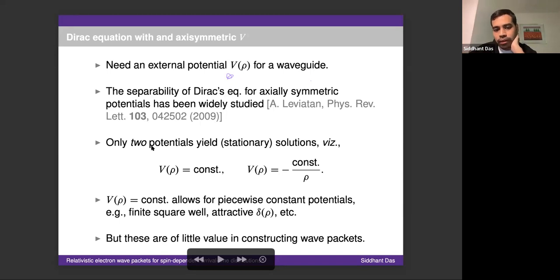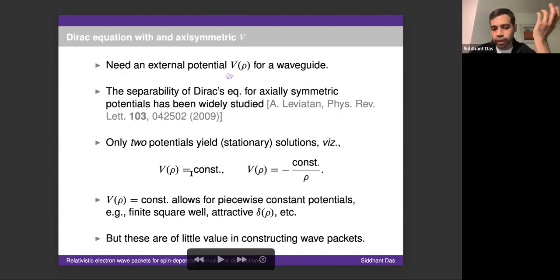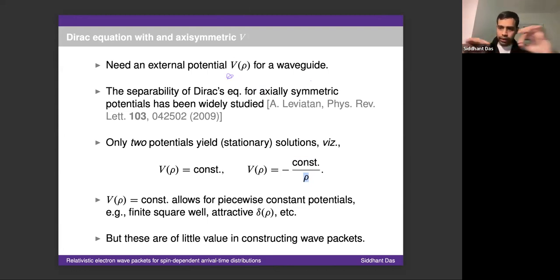In short, it turns out that there are only two electrostatic potentials for which the Dirac equation is solvable. By Dirac equation, I mean stationary solutions, right? I don't mean wave packets. Even solutions of this kind can only be found for two potentials. One is a constant potential, which is as good as a free particle, and another non-trivial potential, which looks like the Coulomb potential, but this rho is the cylindrical radial coordinate. So it's like an attractive potential, which is singular on the z-axis.